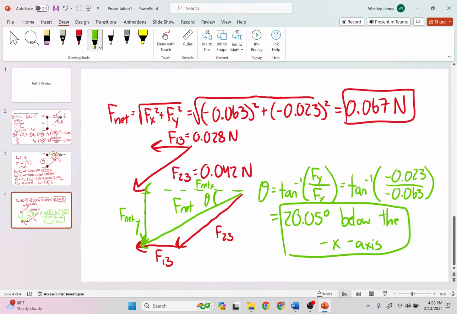Now, if there is a problem like this on the test, I will also say you can just kind of draw a picture and kind of say, bam, it's that. Okay?